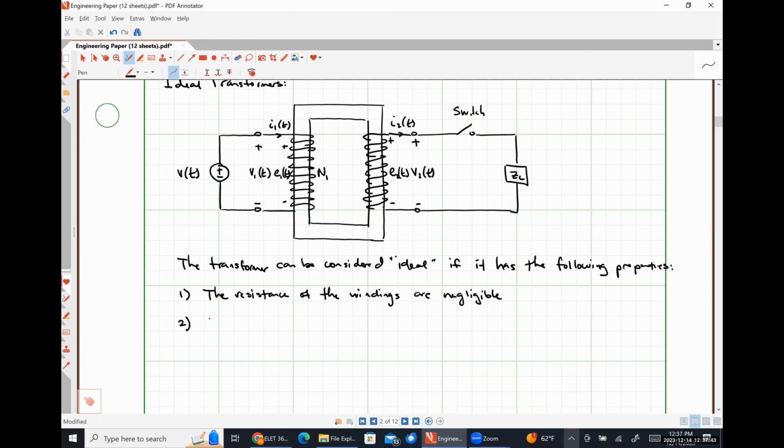Our second assumption is that all fluxes are confined to the core and link both windings. So we are in this statement saying effectively that we don't have any core losses to worry about, so that we're not really saying we're losing any energy to magnetizing or demagnetizing our core or anything like that.